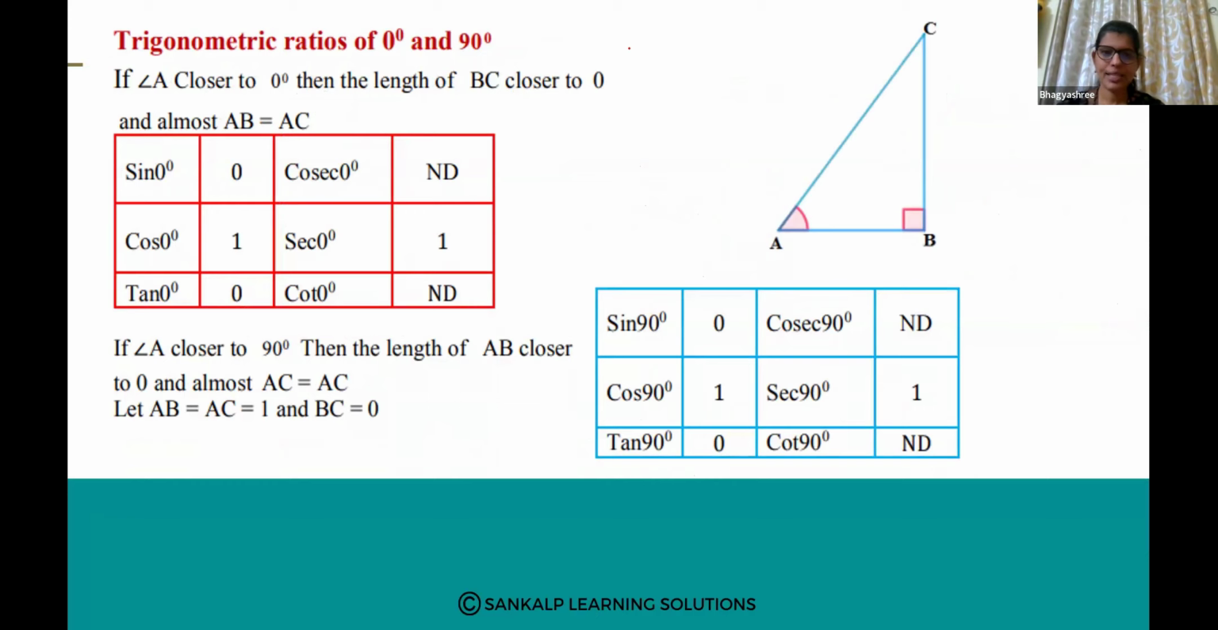Trigonometric ratios for 0 degree and 90 degree. We have now seen 45 first, then 30 degree and 60 degree. Next is for 0 degree and 90 degree. Now look carefully. As angle A gets closer to 0 degree, the length of BC gets closer to 0. The length of BC compared to AC is closer to 0. So closer to 0 means AB is equal to AC. So BC is like this, AB is like this. Closer to BC means exactly AB is equal to BC.